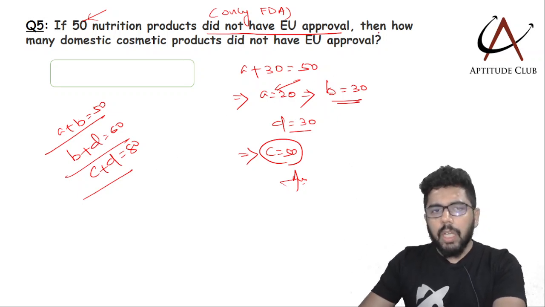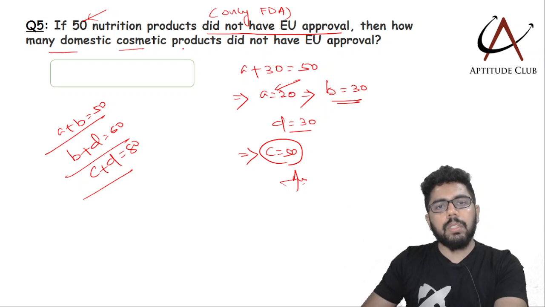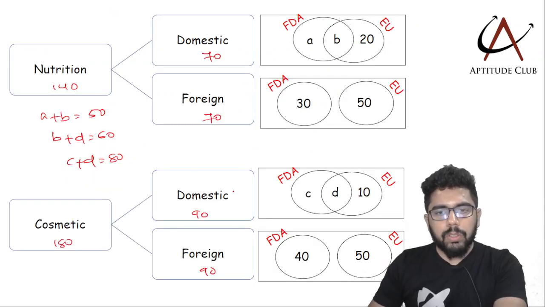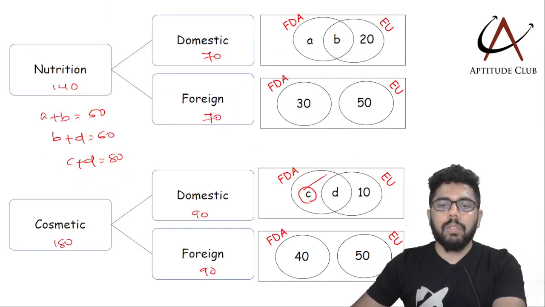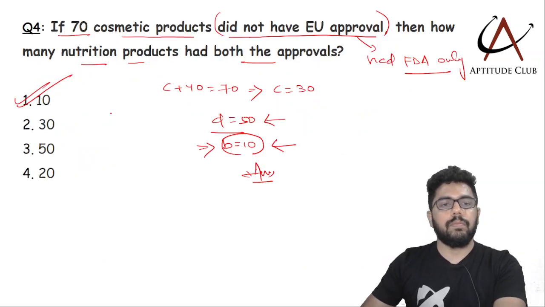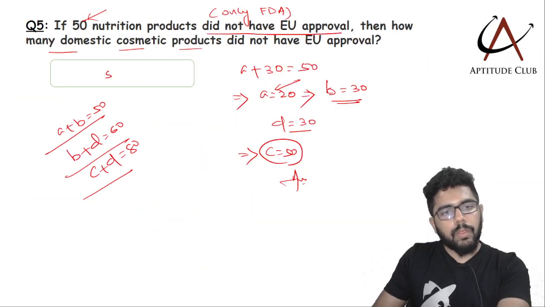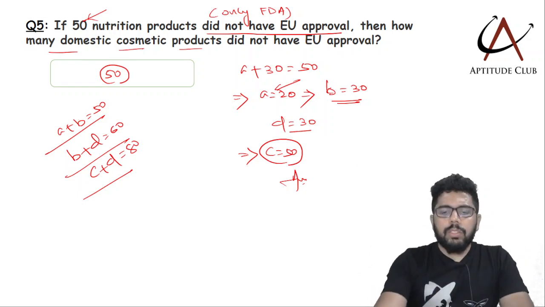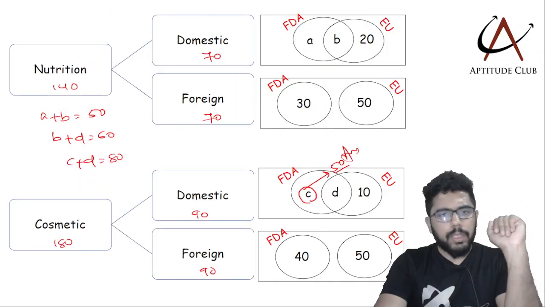What is the question asking? How many domestic cosmetic products did not have EU approval? That means only FDA approval. So it asks the value of C, it is 50. That is it. So once you get this structure, then the question is quite easy to solve.